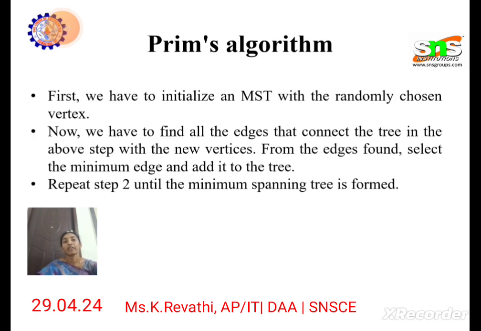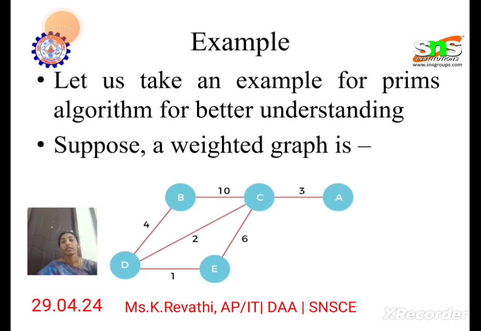Suppose a weighted graph. The weighted graph has five vertices named A, B, C, D, and E. All the vertices are connected together, and the weight is given on each path. Here A to C is 3, C to B is 10, C to E is 6, C to D is 2, B to D is 4, then D to E is 4.